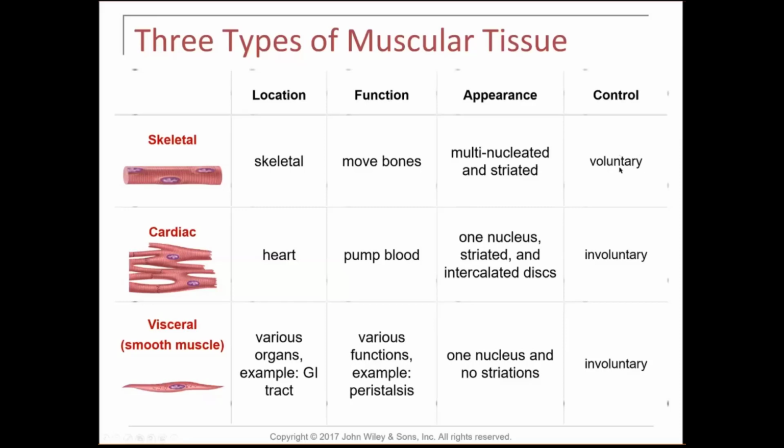So again, going with the example of your bicep, you can voluntarily control it when you contract it, right? You can voluntarily control when you get up and walk out of your chair, or you pick your pen up and write. All your skeletal muscle is under voluntary control. You have to think about it in order to get it to contract.